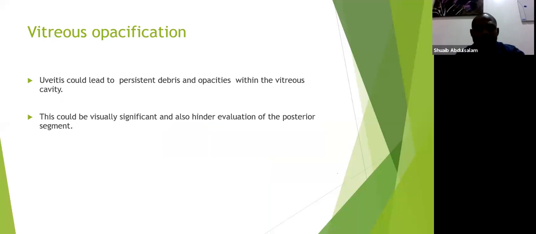So another indication for vitrectomy in patients with uveitis is when you have vitreous opacification, and this will lead to persistent debris and opacity within the vitreous, and this could be visually significant. And also, we know this could hinder evaluation of the posterior segment in such patients.